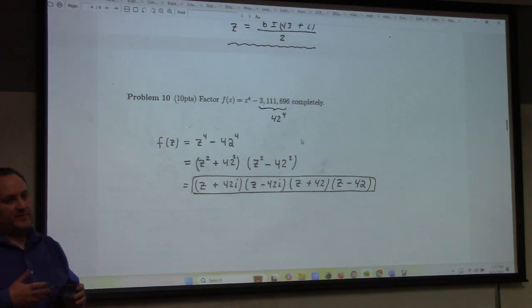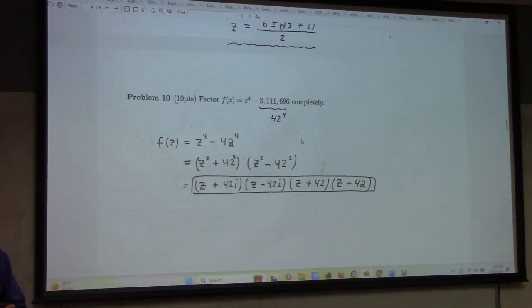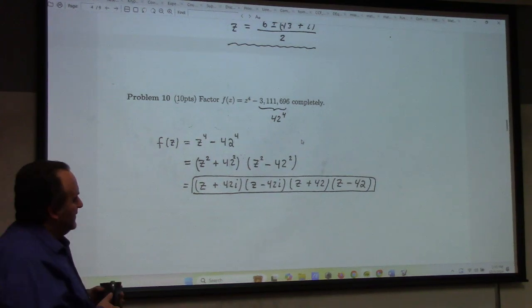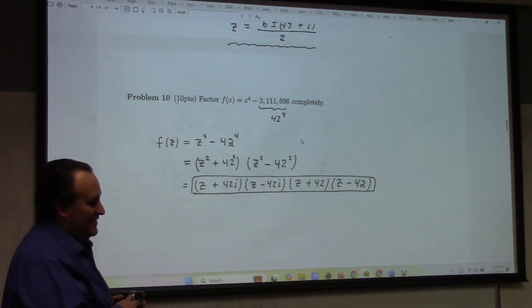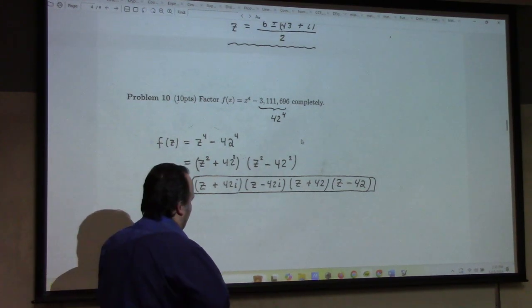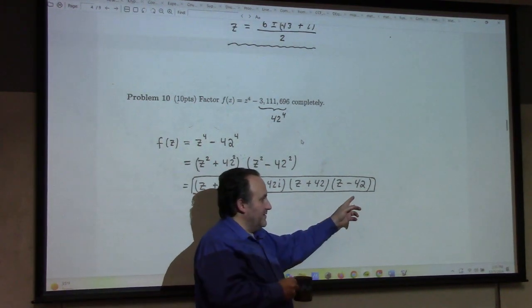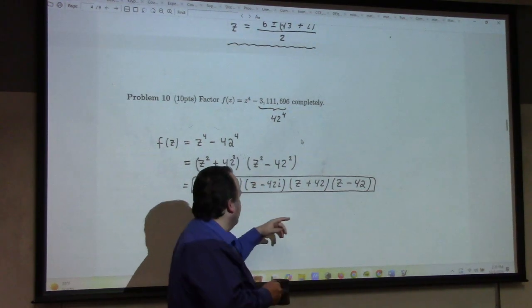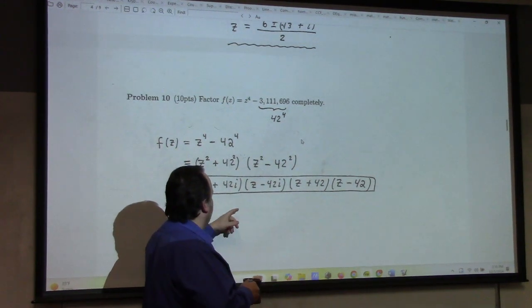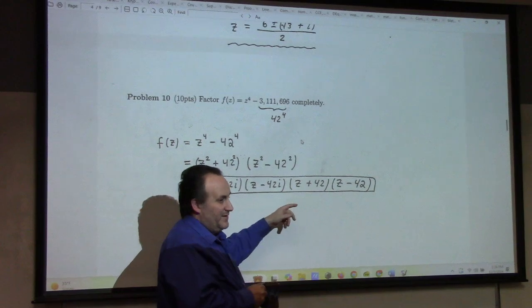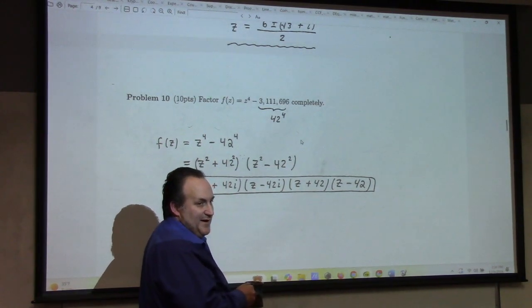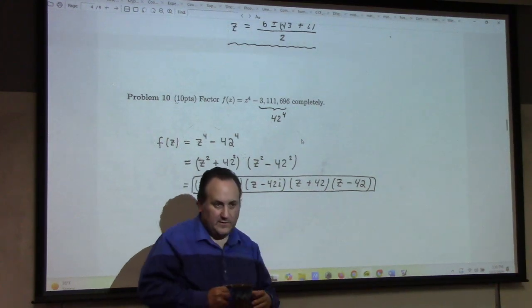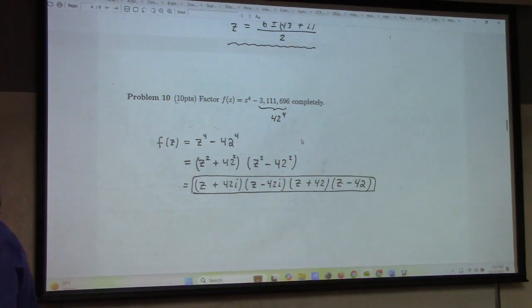But of course, the other way to do this would be to find the principal fourth roots of 3,111,696. And when you did that, you'd find that you've got the fourth root of the number, i times the fourth root of the number, minus the fourth root of the number, and minus i times the fourth root of the number as your zeros. So you take z minus the zero and multiply the product of those. You can do that.